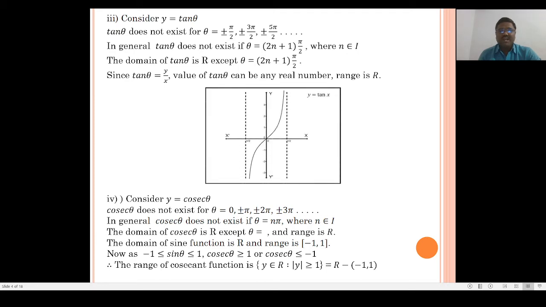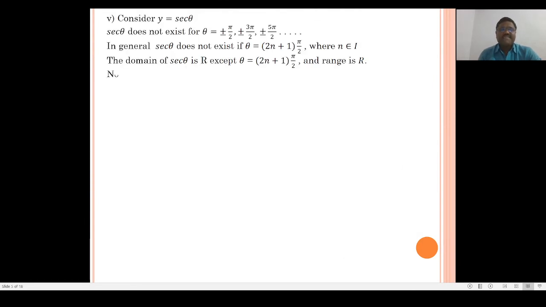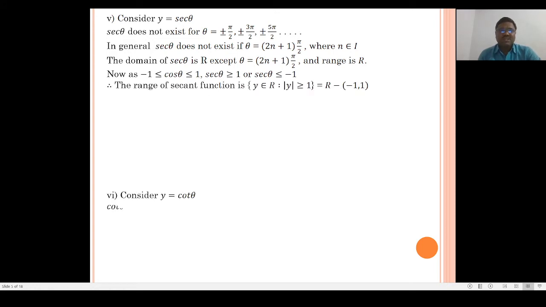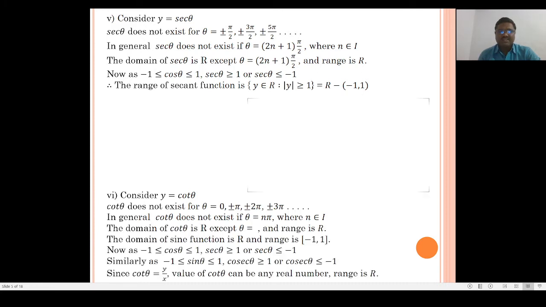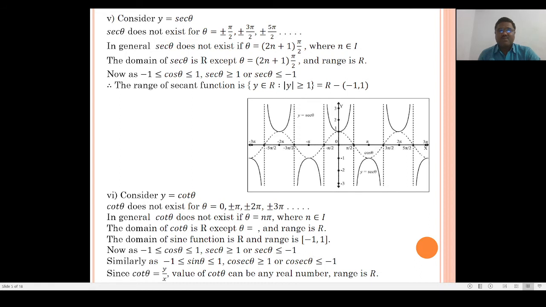See the graph of the tan function. In the same way we find, for sec theta, the domain and range of the cosecant function, and also the domain and range of cot theta. And the graph of the function in this way, cos theta, sec theta.